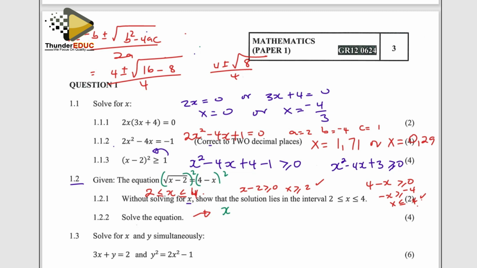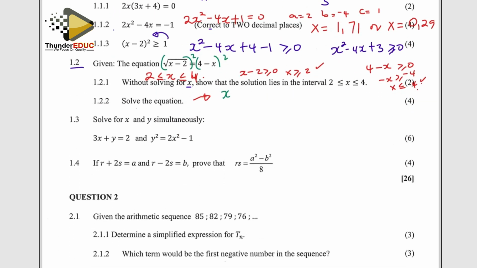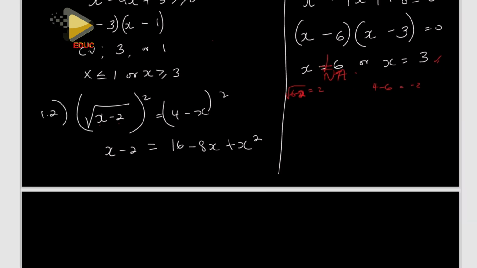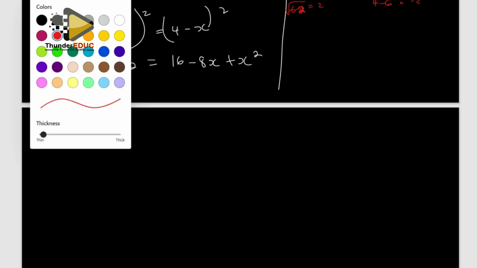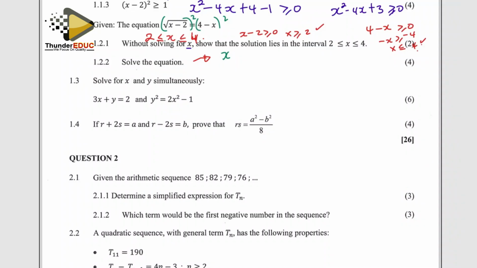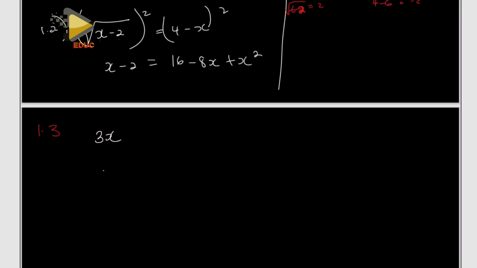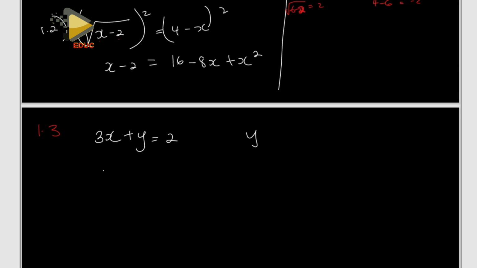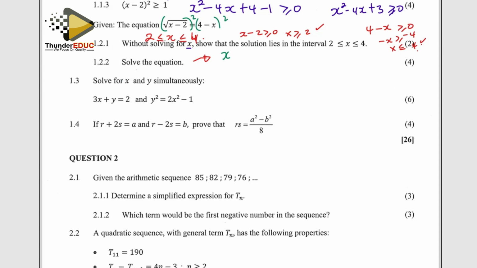Then 1.3, solve x and y simultaneously. 6 marks, so I need quite a lot of space. I'll say 3x, this is 1.3. Okay, so we have 3x plus y is 2. And then the other one is y squared is equal to x squared minus 1.